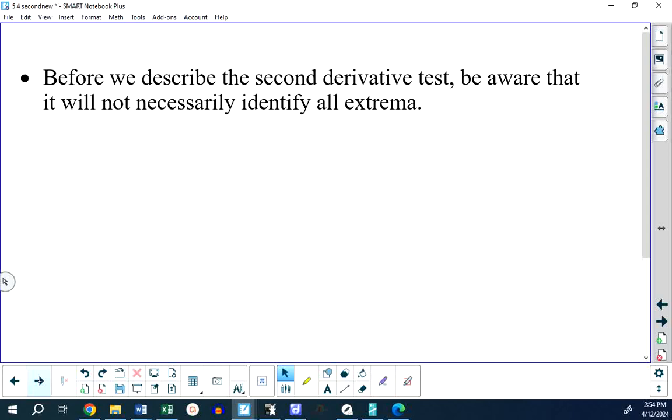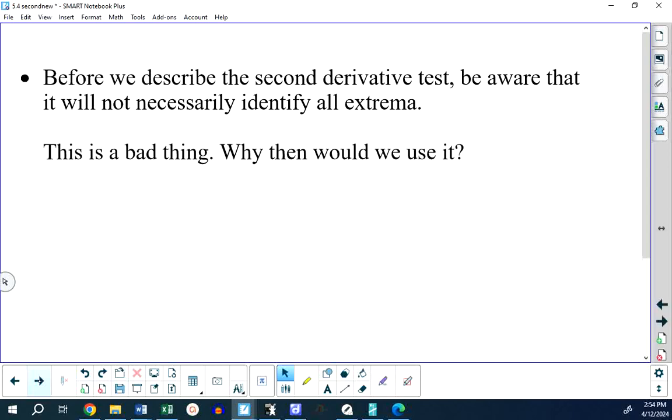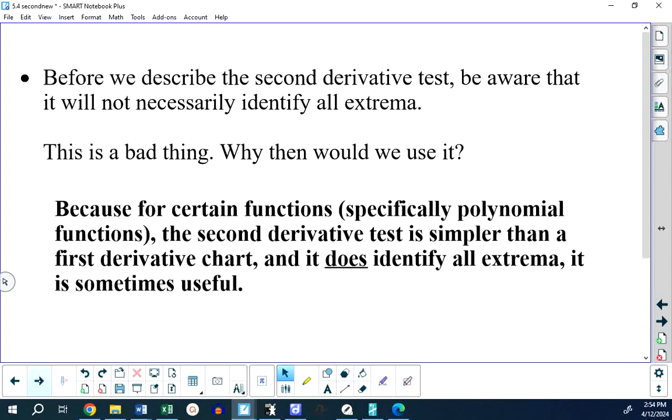This doesn't work. The second derivative test to find max-mins doesn't work for all functions. Okay? So the question is, why would you use it then? Of what use is it? It's because for certain functions, specifically polynomial functions, and there are other ones as well, not only does it always work with polynomial functions, it's very quick. It's very simple and very quick. So that's better than some long, arduous task, right?